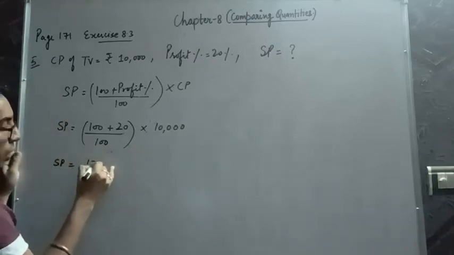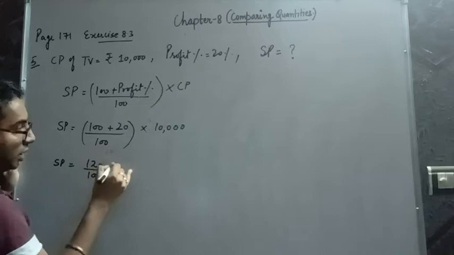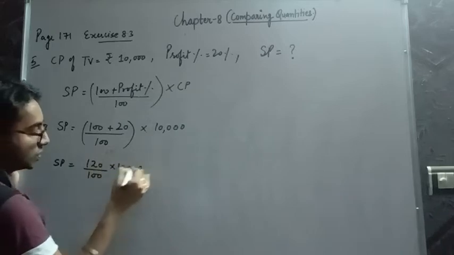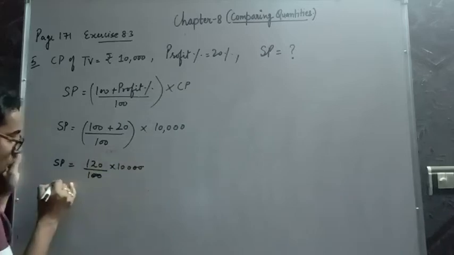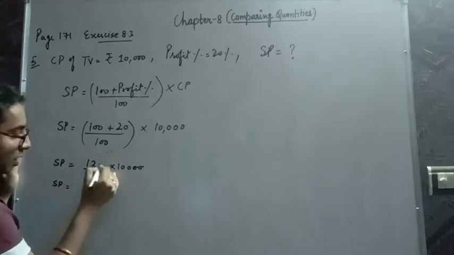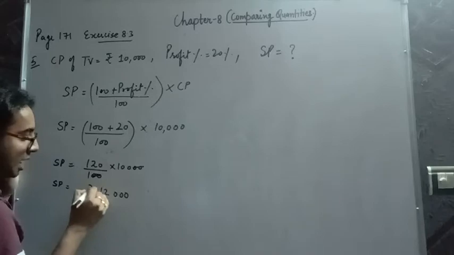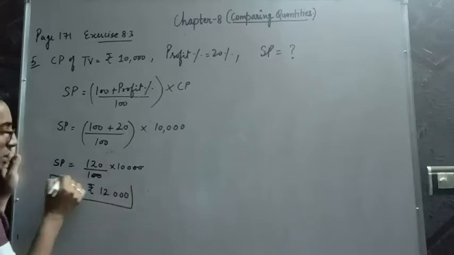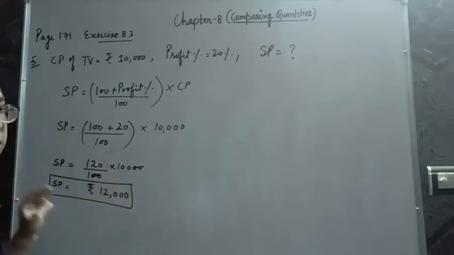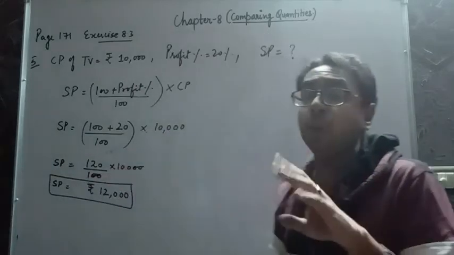100 plus 20 is 120 upon 100 into 10,000. These two zeros cancel. 120 into 1, 2, 3, I am having 3 zeros with me and 12 as it is. It means at what price did I sell? I sold it at 12,000 rupees.